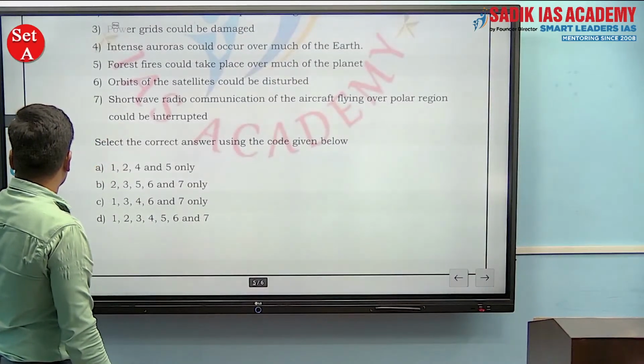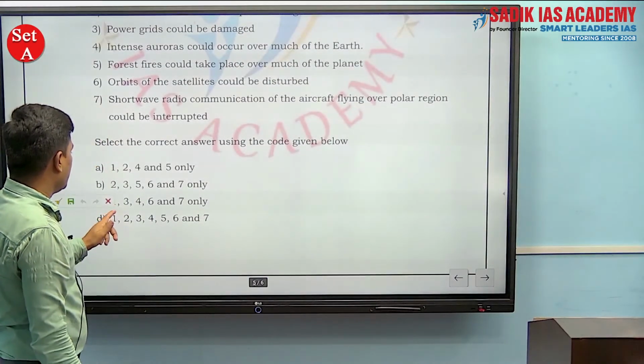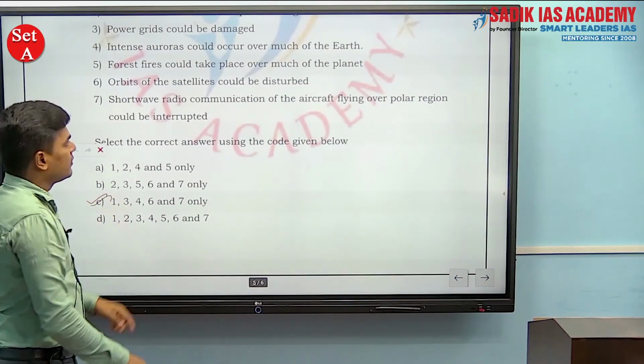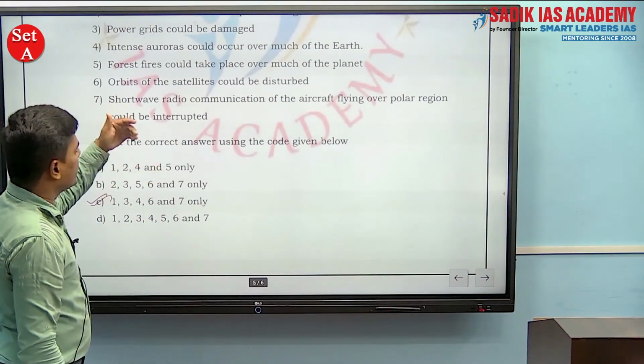If you look at the option which does not contain 2 and 5, it is going to be C. C is the correct option for this question. Okay, the other things are correct.